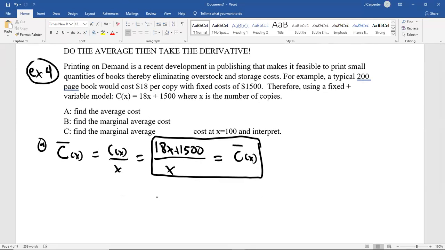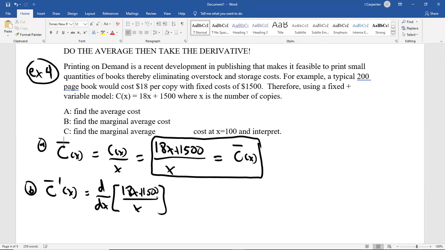All right, B, find the marginal average. So we're finding C bar prime now. We're taking what we just got and doing its derivative. So that's d dx, I'll write out the fancy way, of (18x plus 1500) over x. Now, since this is in the product and quotient rule section, you might think, okay, let me go ahead and do this with the product or quotient rule. That's fine, but it's also not the easiest way to do it. So I want to show you a special scenario here.